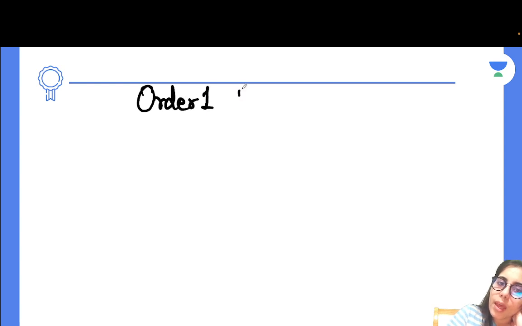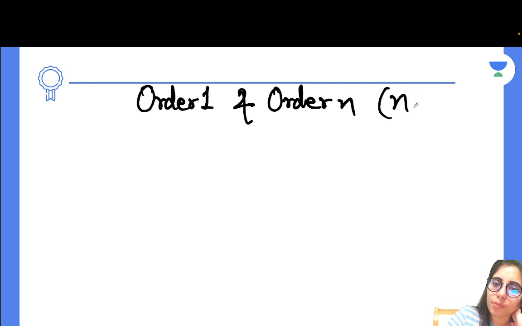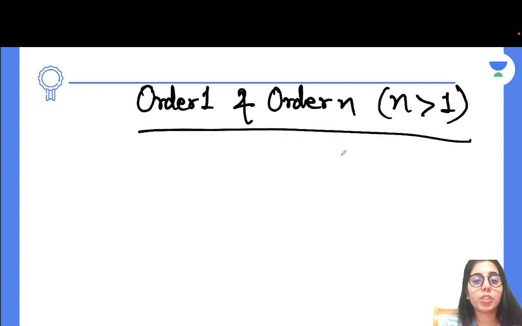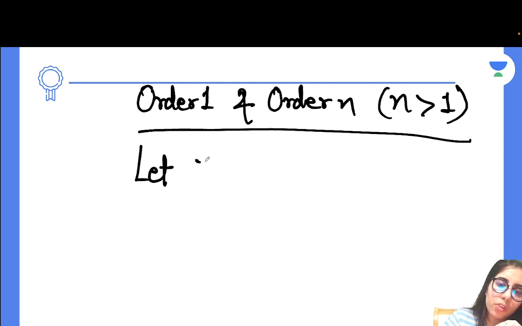Next one. For a simple pole, meaning an order 1 pole, and for an order n pole where n is greater than 1, there is a formula which is common for both, but we will not always be able to use it. That's why we need to know a separate formula too. So let's say z equals a is the pole. Then we assume that z minus a is equal to t.